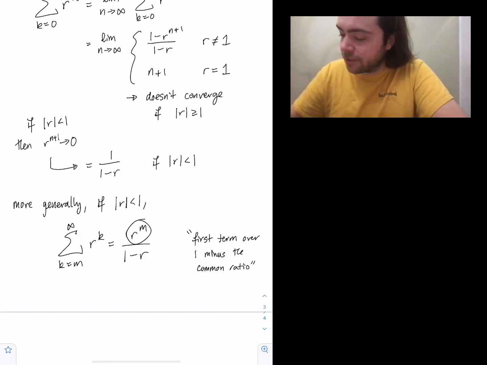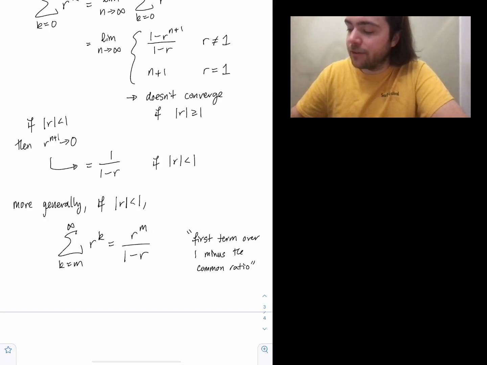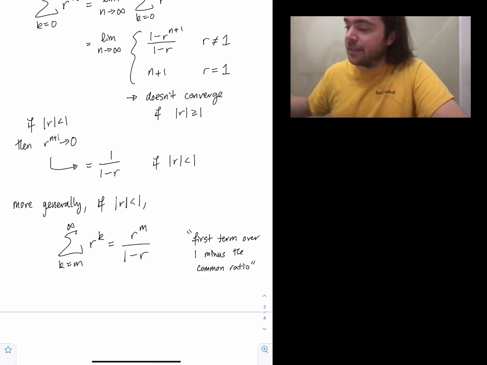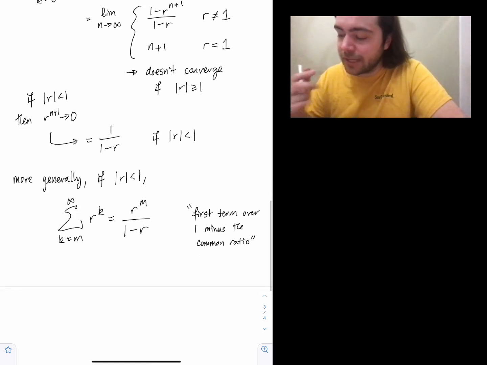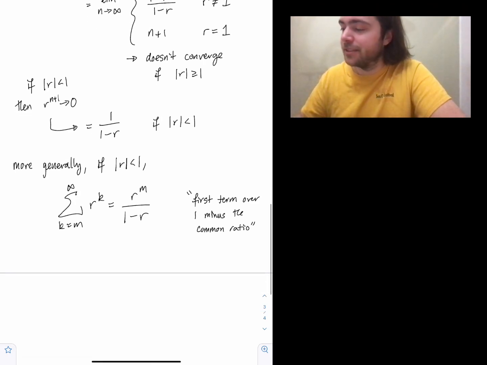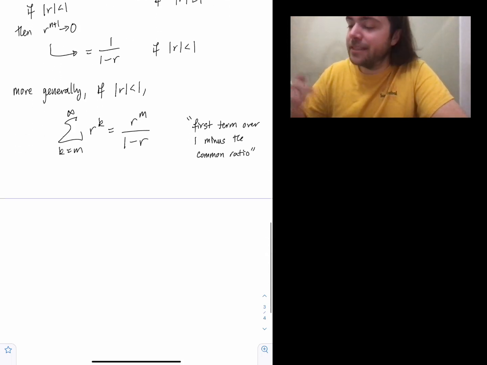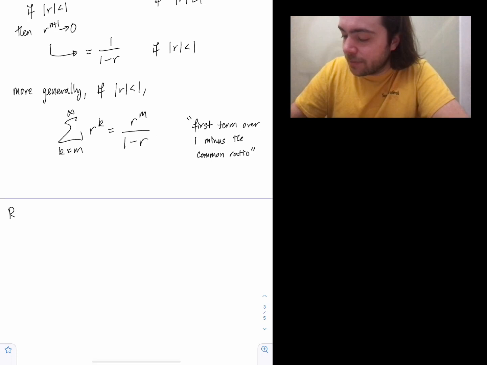It's the first term, the term where I plug in the smallest value of k, the first term, r to the m, over 1 minus that common ratio, r. So that is the infinite geometric series. That's where that formula comes from. So this is really useful. I'm sure you'll see this at some point. And there are many series that are related to this one, but I'll just give you one related series.